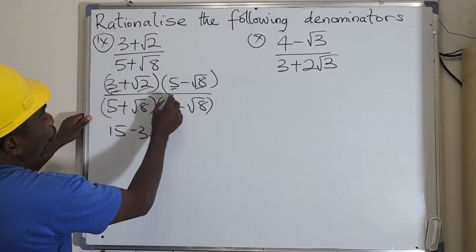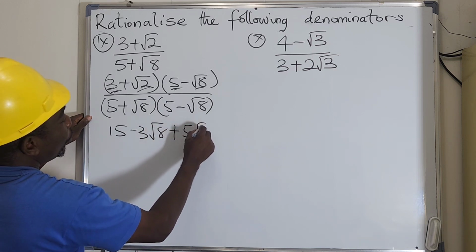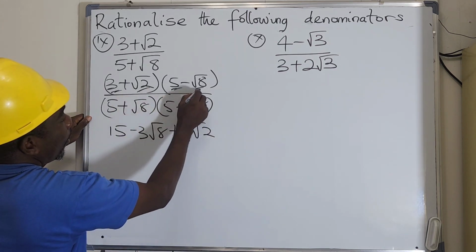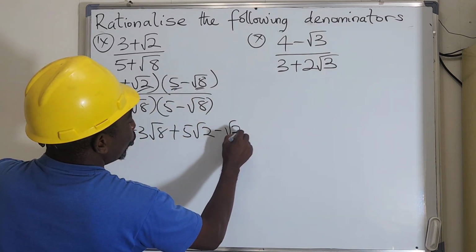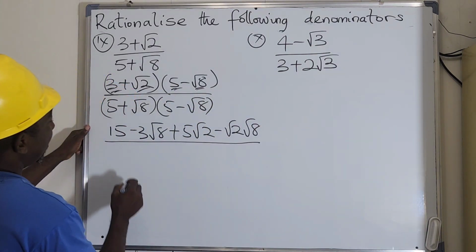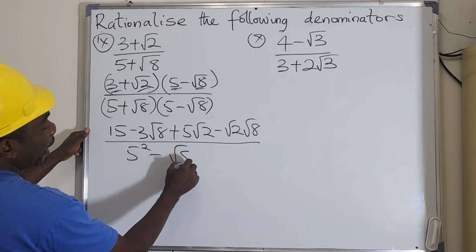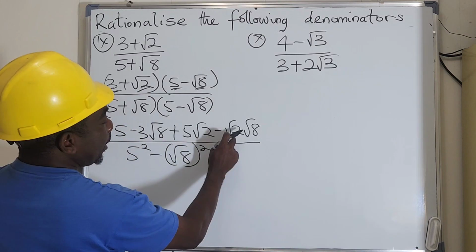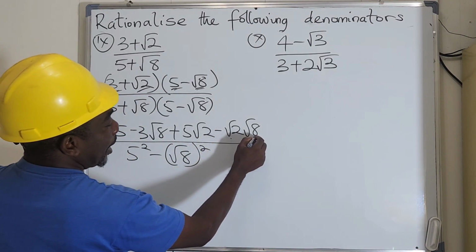Then root 2 times 5 will give us plus 5 root 2. Then root 2 times minus root 8 will give us minus root 2 root 8. So all over, we can simply write 5 squared minus root 8 squared. So here, this place, let's expand this. We have root 2 times root 8.